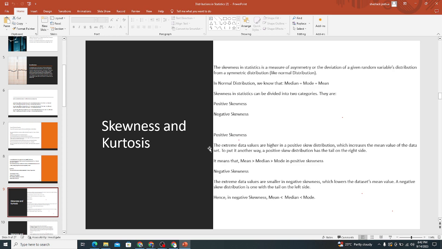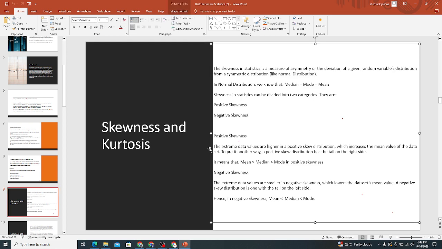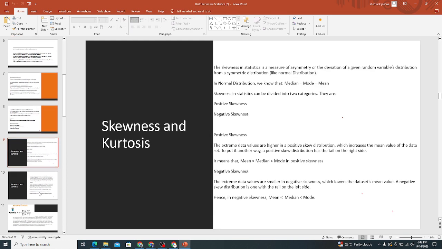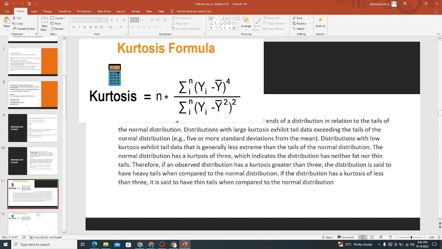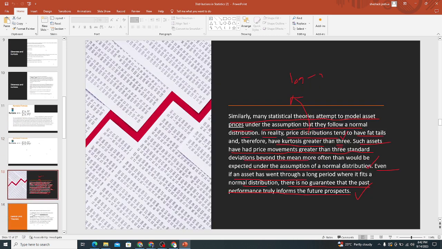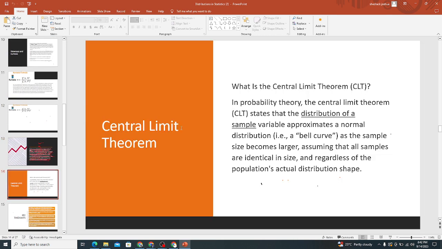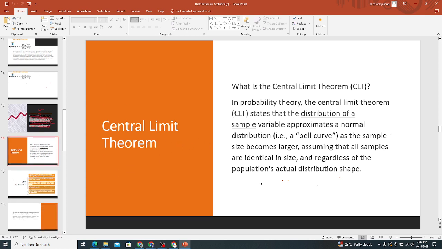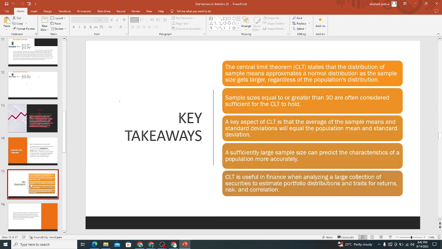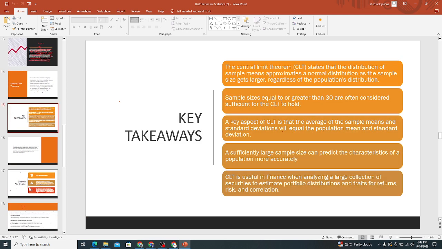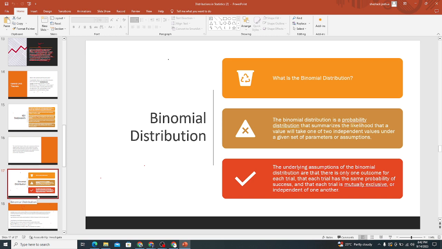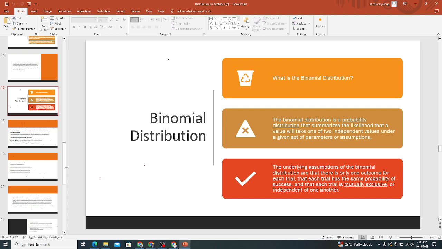We saw what kurtosis really is, what skewness is. And then after that we introduced another topic called the central limit theorem, and we stated what the theorem is. Okay, so for today I want us to start with our binomial distribution.